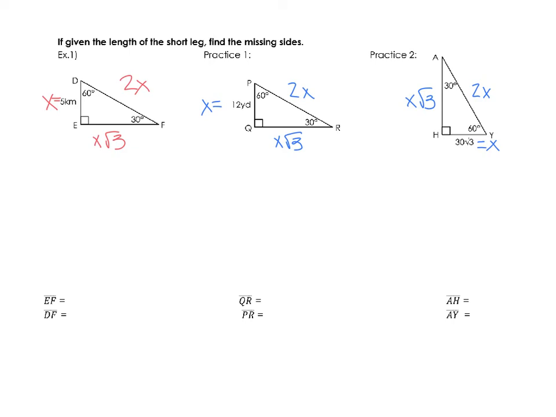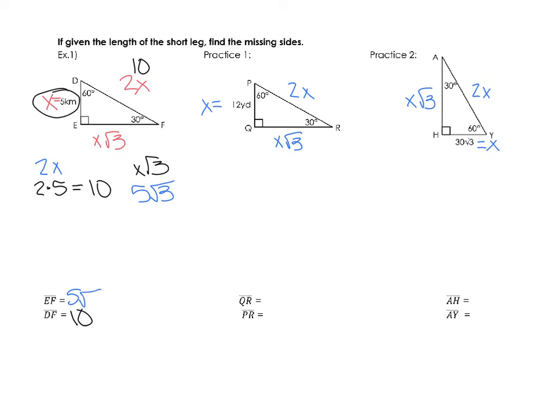So to figure out the hypotenuse, 2x, I would just simply plug in 5 for x. So I end up with 2 times 5, which equals 10. So my hypotenuse is 10. So segment DF is 10. Now to figure out the other leg, I'm using x square root of 3. Again, we already know that x is equal to 5, so I'm just going to substitute 5 in place of x. So I get 5 square root of 3. Square root of 3 is already a simplified radical, so the answer is 5 square root of 3.